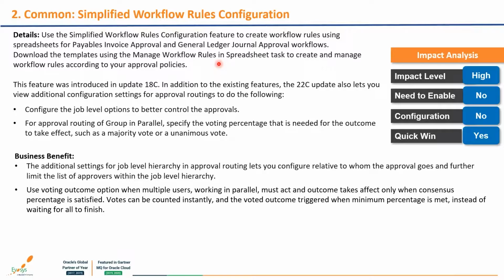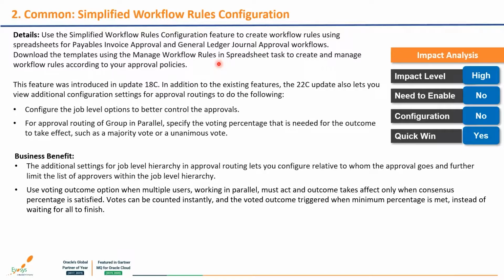The first update is about job level options to better control the approvals. How will it be useful to business? Now we can configure workflow rules in spreadsheet in a way that we can route the approval to the appropriate hierarchy, or you can also mention relative to which hierarchy this approval should go. Also, we can limit the number of audience within a set of a particular hierarchy, like the approval should be flowing between these hierarchy levels only. So that is the benefit of this first update.